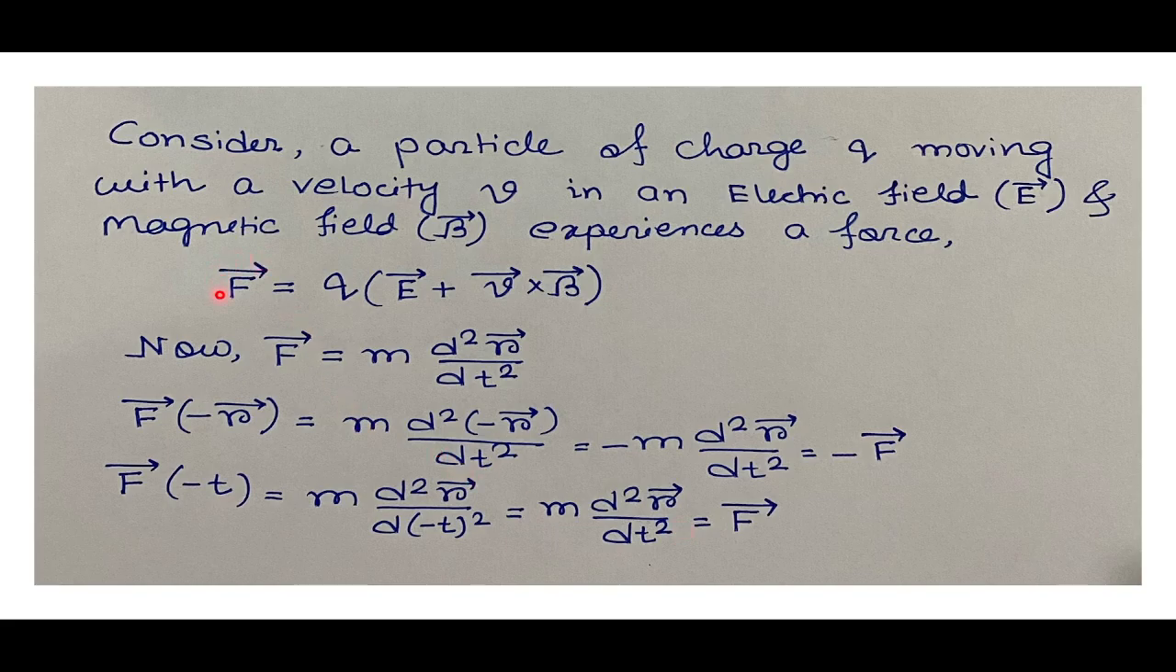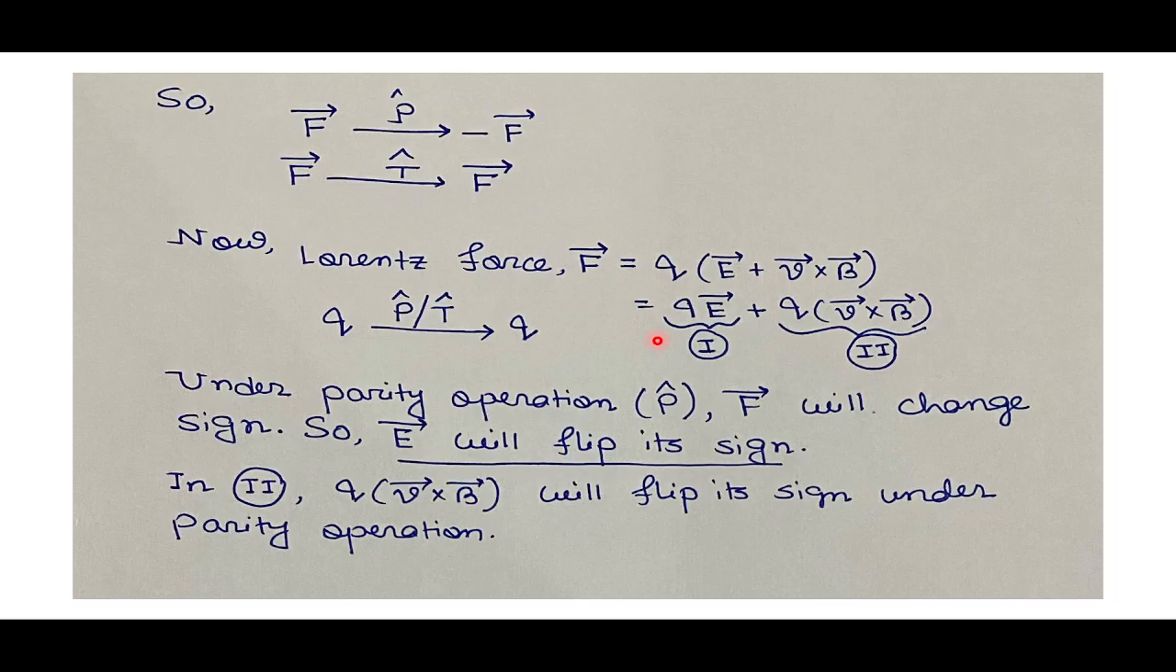So now we have the information about the left hand side. How the left hand side changes, the right hand side has to change like that, right? We have already discussed F will change its sign under parity operation, but under time reversal it will not change its sign. Now the Lorentz force, we will divide into two parts. First is the electrical part and second is the magnetic part. And one thing, charge doesn't change its sign under parity and time reversal. It is a scalar quantity, right? So it will not change its sign in this case. Mass as well.